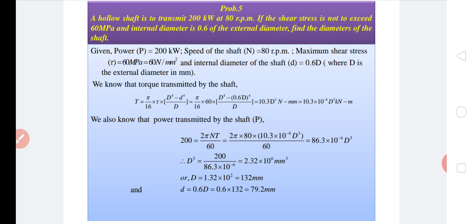As we know, 2 pi n T upon 60 equals power. Power here is 200 kilowatt. So 200 equals 2 pi n T by 60. From here we easily find D cube equals 2.32 into 10 to the power 6 millimeter cube, or capital D equals 132 millimeter, and small d equals 0.6 capital D. So 0.6 into 132 equals 79.2 millimeter.